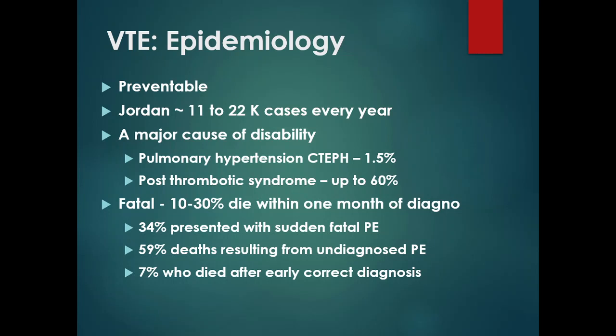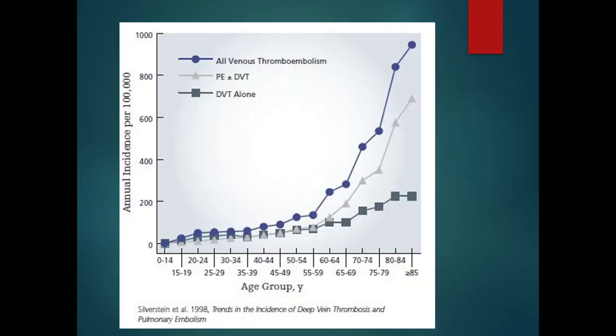It can be fatal in up to 30% of cases within the month of occurrence. So up to 34% of them presented with sudden death, fatal PE, 60% of the deaths resulting from undiagnosed cases, and 70% who died did so without early correct diagnosis. So early correct diagnosis will drop this mortality rate significantly in patients with acute pulmonary embolism. So it's very important to suspect pulmonary embolism in the patient.